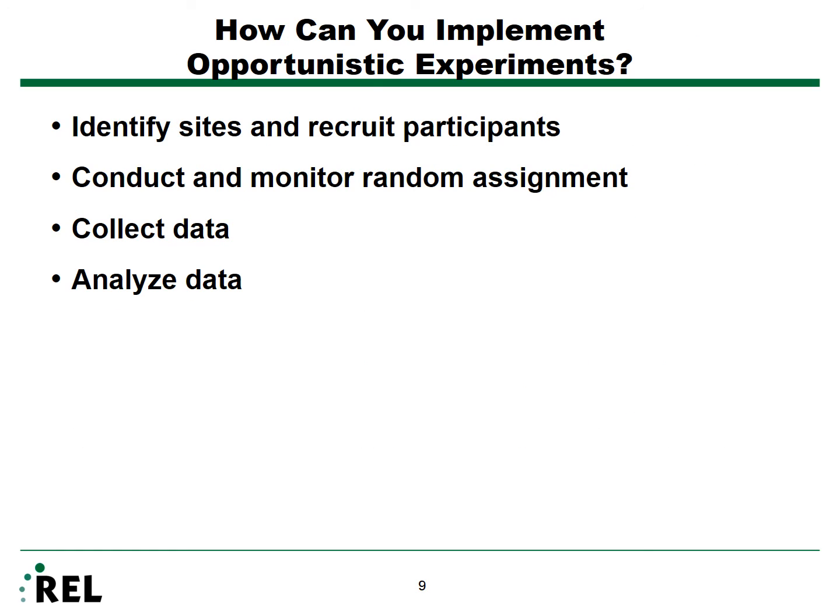We hope these examples have helped you identify some alternatives for conducting opportunistic experiments in your context. Once you've identified an opportunity, you can conduct the experiment by identifying sites and recruiting participants, conducting and monitoring random assignment, collecting data, and analyzing data. The next video, part 3 of this series, will address common questions and concerns about implementing this type of evaluation.